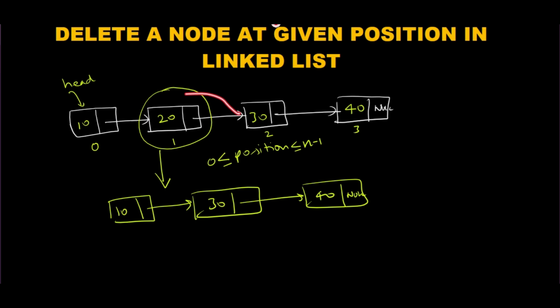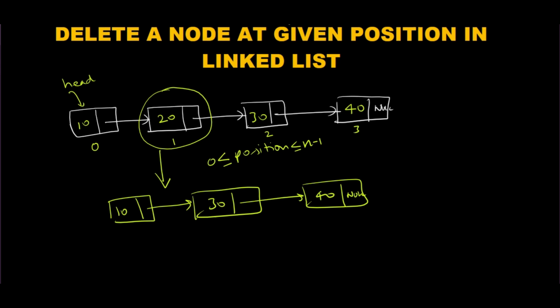So suppose this position was 2. So we needed to change this link from 20 to 40. Okay. So it is clear that we need to be at an element just below a position. If our position is 2, we need to reach or we need to get hold of this 20.